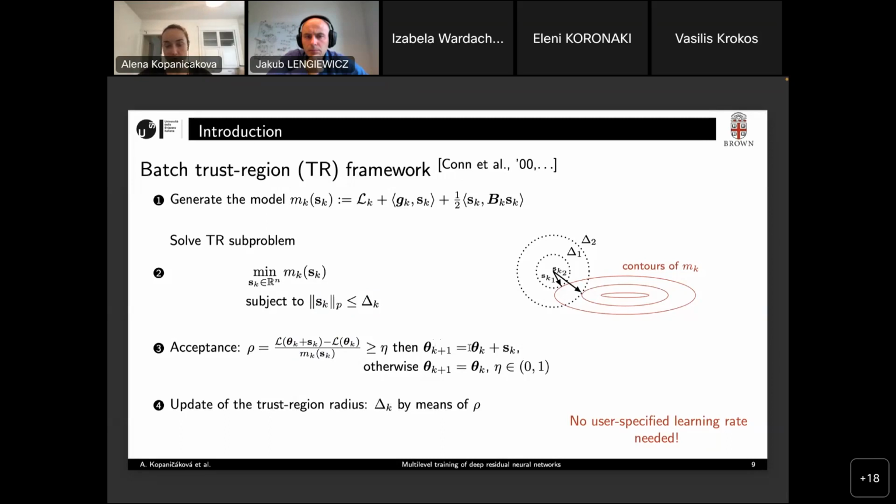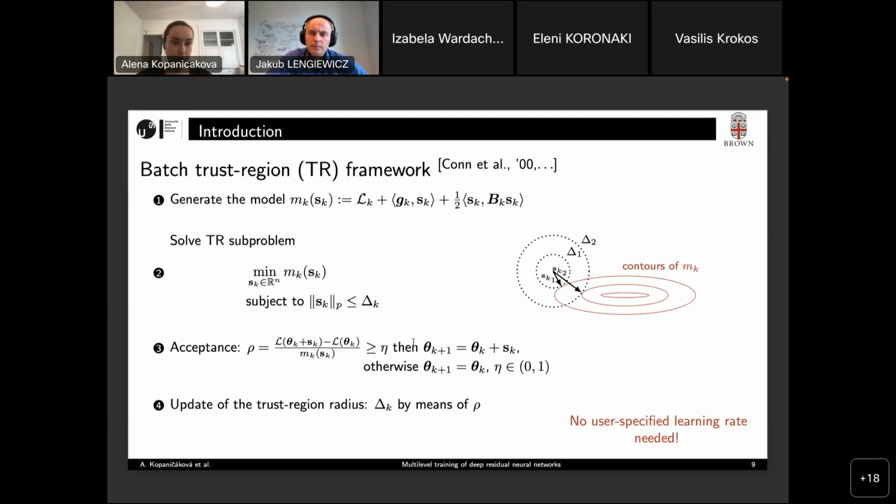So if our correction was rejected, then we make our trust region smaller. So our next correction would be smaller. So basically, this constraint will become tighter. Alternatively, if our correction was very good, we trust our model and we can increase the trust region radius.